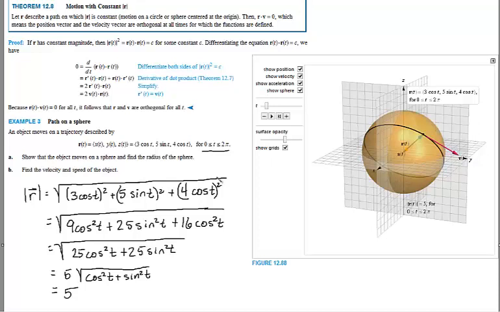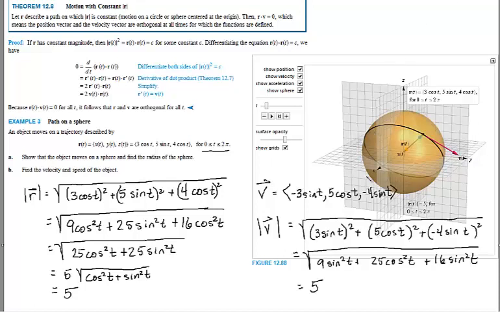Next we'll find the velocity and speed of the object. To find the velocity vector, I will just take the derivative of my position vector. So I'll write that down. Here's my velocity vector, and I found the magnitude of my velocity vector, and the speed of the object is always 5 as it goes around that sphere. And you will note that the position vector and the velocity vector are always orthogonal to each other.